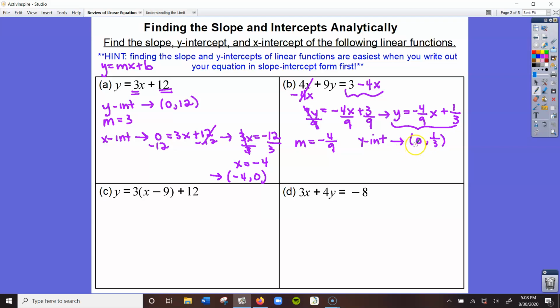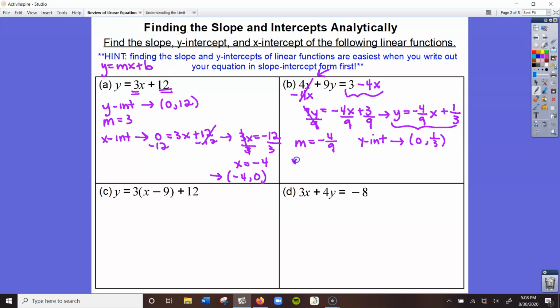Now to get the x-intercept, you're going to have to plug in y is equal to 0. Now you can choose to plug it into the equation that we just rewrote, the y equals mx plus b. But then you would have 0 equal to negative 4 over 9x plus 1/3, which I know most of us don't like to work with those fractions. So instead what you can do is plug in y is equal to 0 in the original equation that has no fractions, and it would actually be easier to solve.